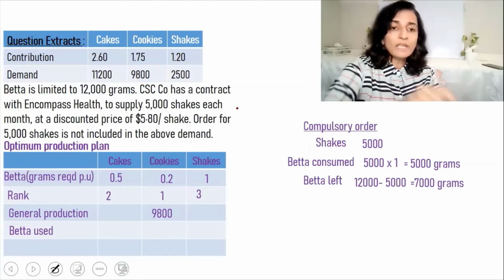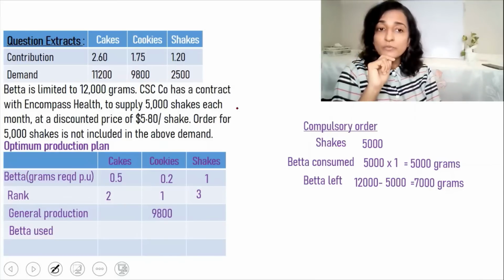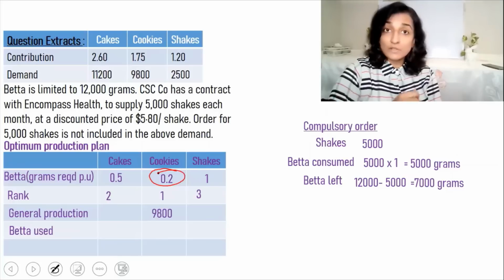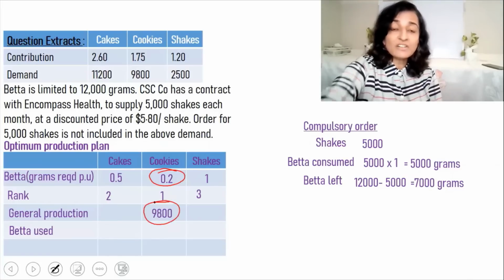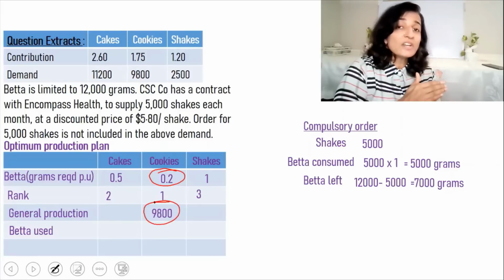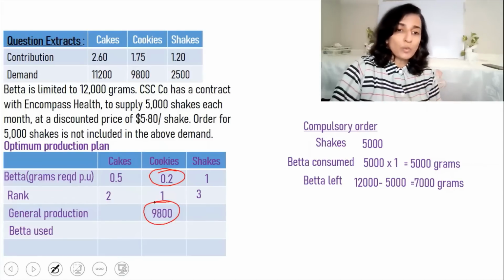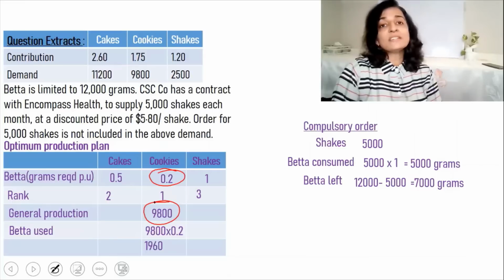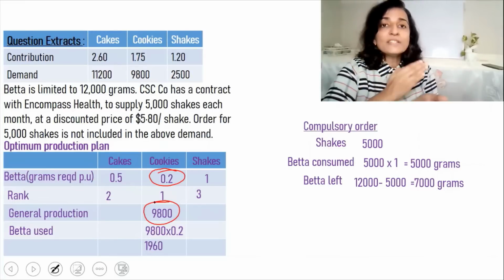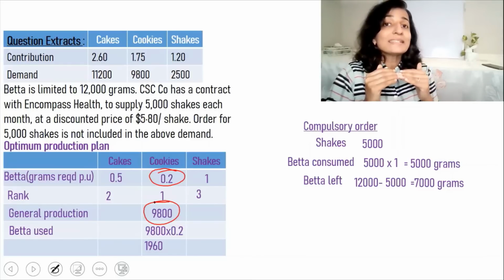Now, can you tell me how much beta is getting consumed for cookies? For one cookie, it is 0.2 grams. So for 9,800 cookies, how much beta is consumed? It is 9,800 into 0.2, which is 1,960 grams, which means that once you complete the production of cookies, 1,960 grams of beta is also gone.